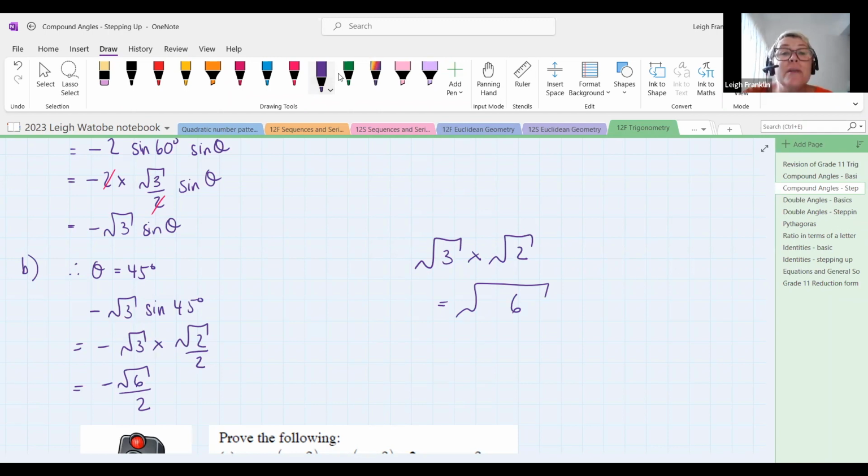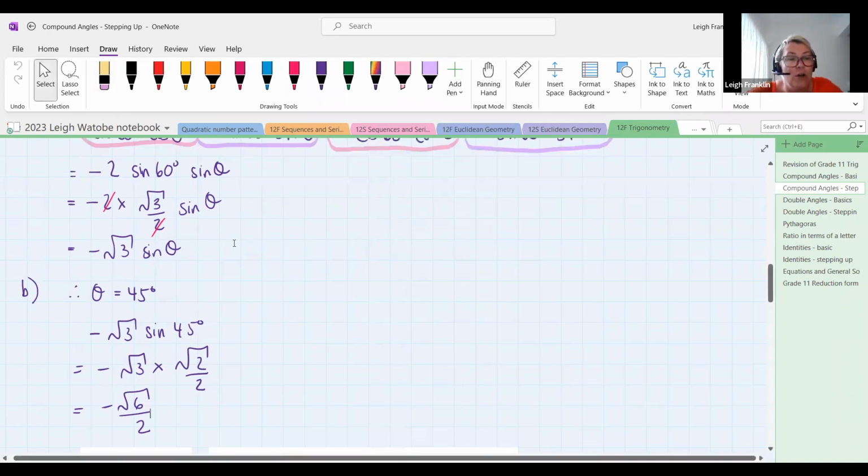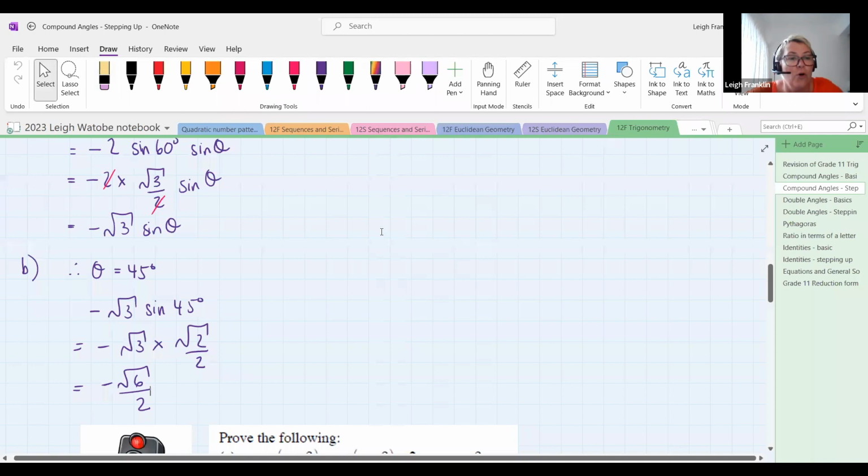Maybe that was a little bit easier than you thought. Yes, exactly, Nolwazi. You can go straight to your special angles. Once you've written down that theta is 45, you can just go straight to subbing it into the last line. You don't have to go through the whole process again. Was that a little bit easier than you thought?